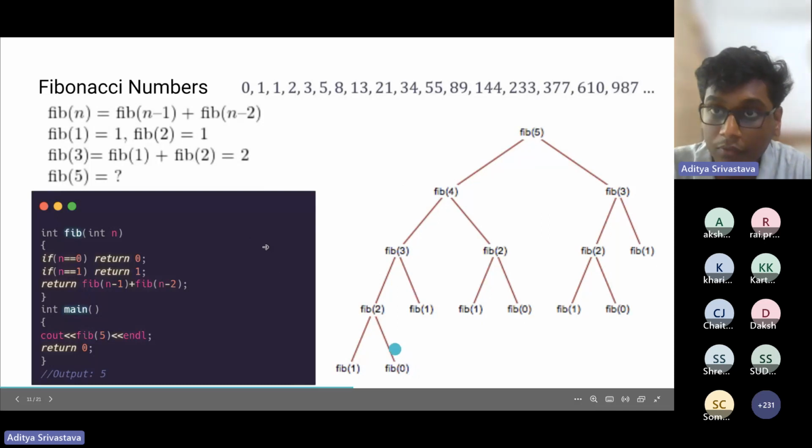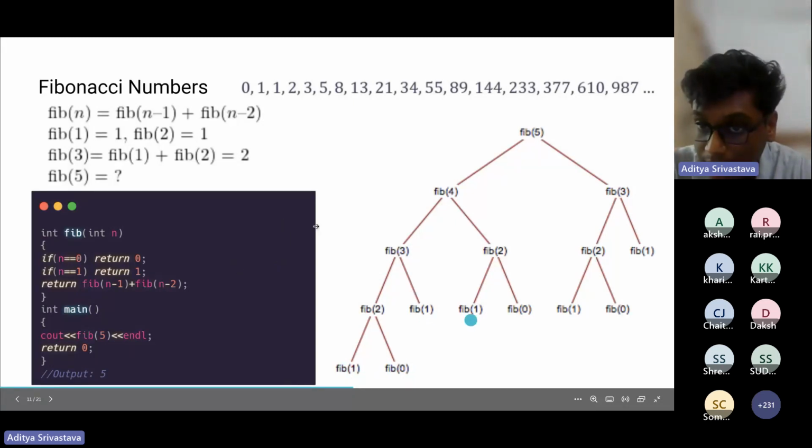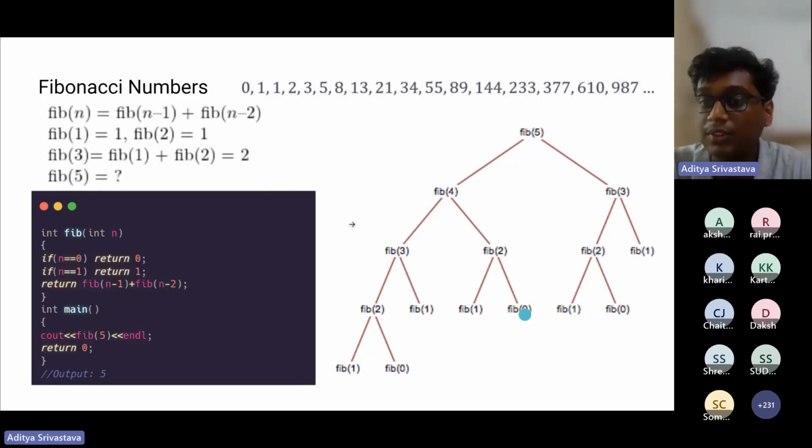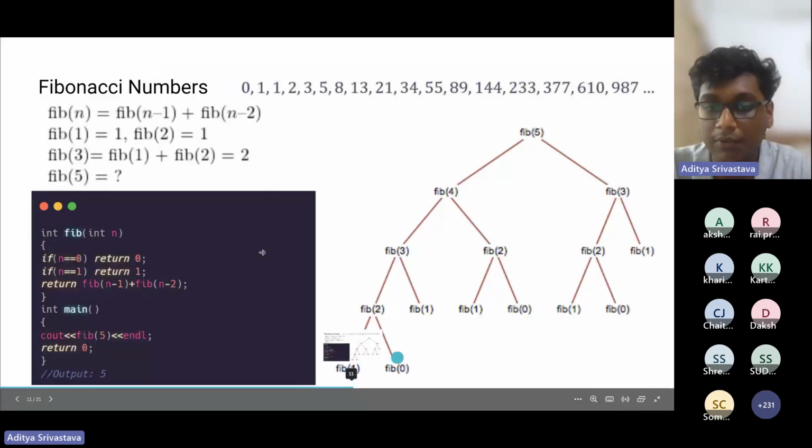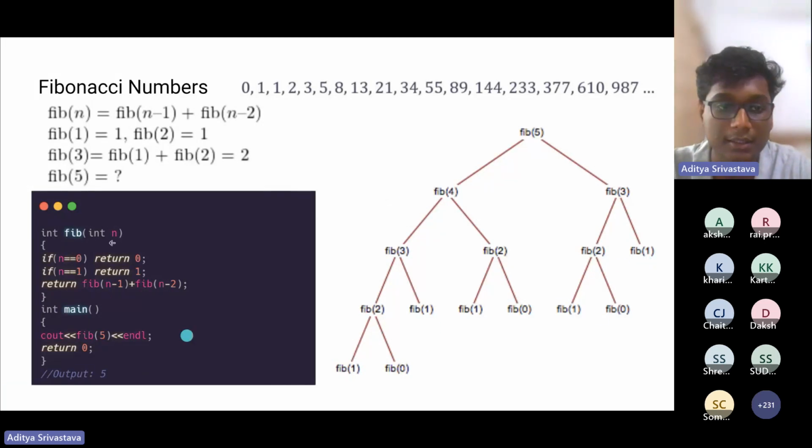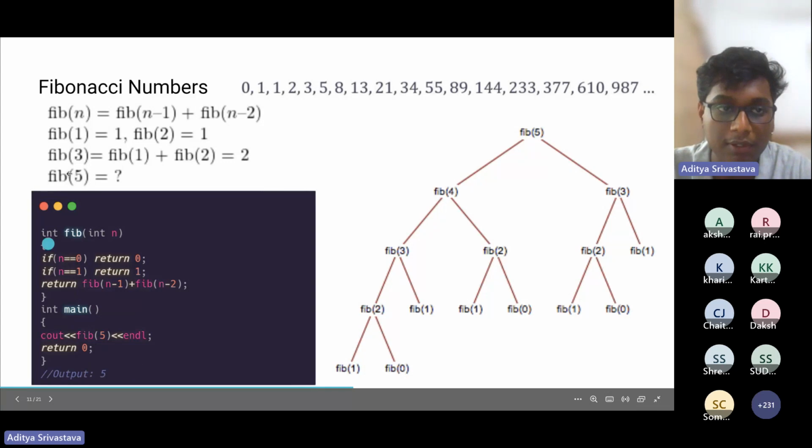So finally, what we will get is fib of 1 plus fib of 0 plus fib of 1 plus fib of 1 plus fib of 0 plus fib of 1 plus fib of 0 plus fib of 1. Since fib of 0 is 0, it contributes nothing, and fib of 1 comes 1, 2, 3, 4, 5 times, right? So we'll get 5 as the answer, which is the output we get when we run this code.